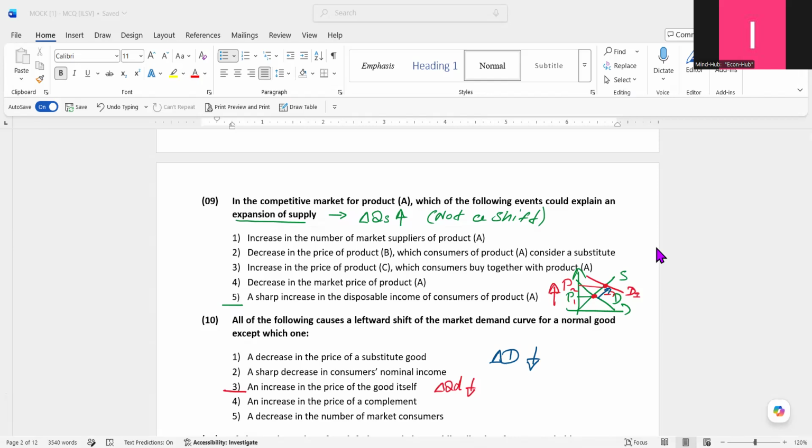Also, if you look at option number 2, a decrease in the price of product B, which consumers of product A consider a substitute, then the demand will decrease. We need the demand to increase. So you can eliminate each answer that way.